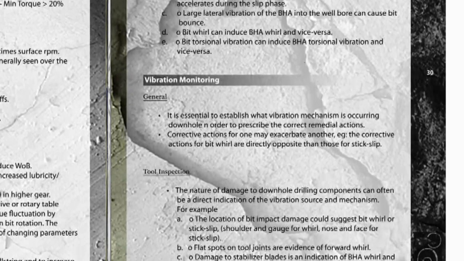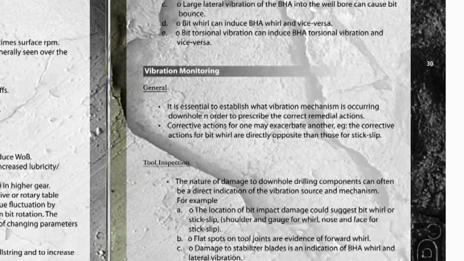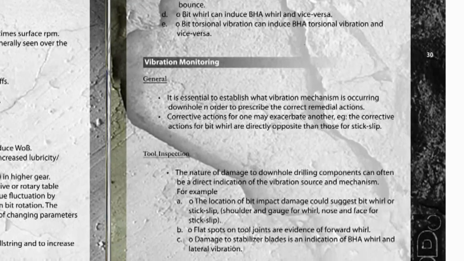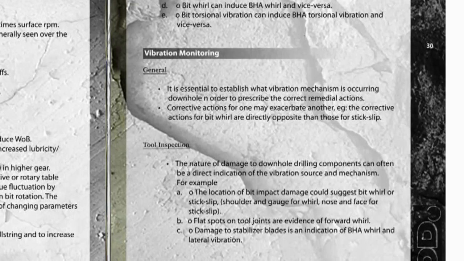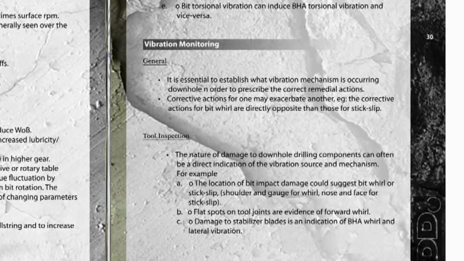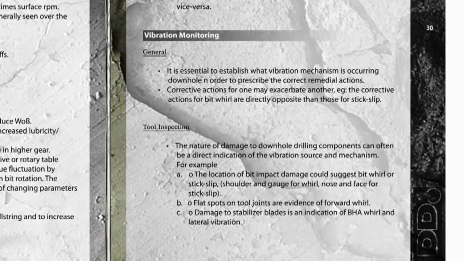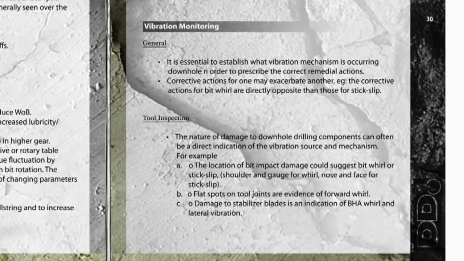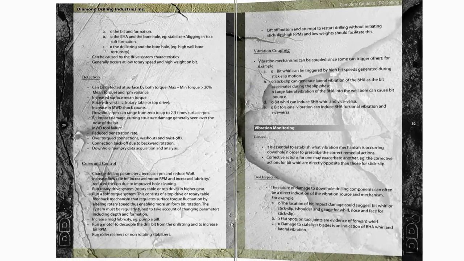Tool inspection. The nature of damage to downhole drilling components can often be a direct indication of the vibration source and mechanism. For example, the location of bit impact damage could suggest bit whirl or stick slip, shoulder and gauge for whirl, nose and face for stick slip. Flat spots on tool joints are evidence of forward whirl. Damage to stabilizer blades is an indication of BHA whirl and lateral vibration.